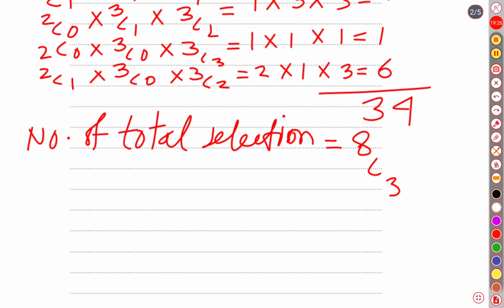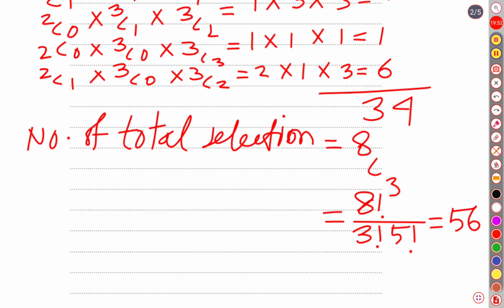So 8 choose 3 is actually what? It is going to be 8 factorial over 3 factorial, and 8 minus 3, 5 factorial. So total number of selection is 8 factorial over 3 factorial into 5 factorial, that is 56. So total number of selection is 56.